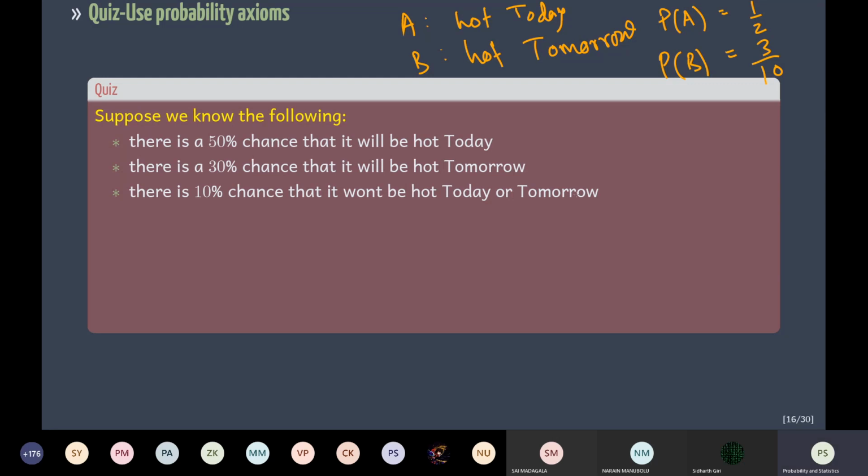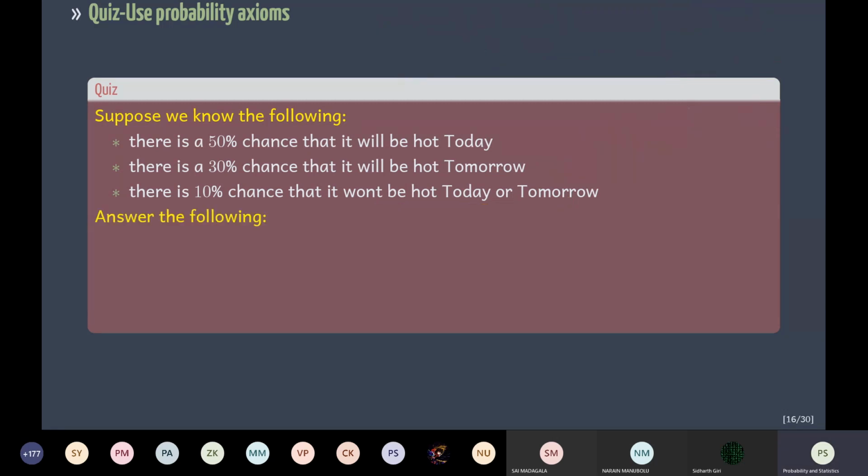Okay, it won't be hot today or tomorrow. So these cases can be obtained from this. This case is hot today or tomorrow, so this is the probability of A union B. And we write this in negative way. Negative in the probability case is the probability of A union B complement. A union B was hot today or tomorrow, and won't means complement. And this is given to us to be 10%, which is 1/10.